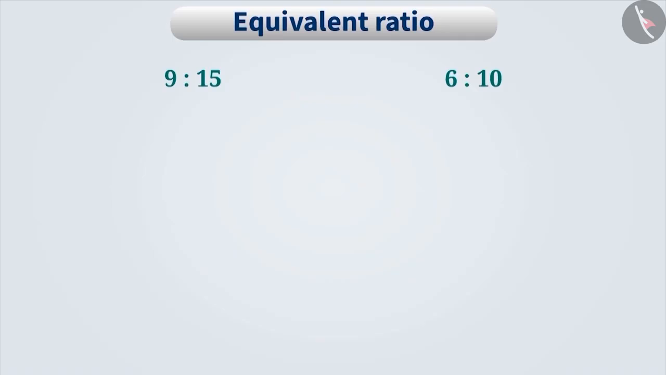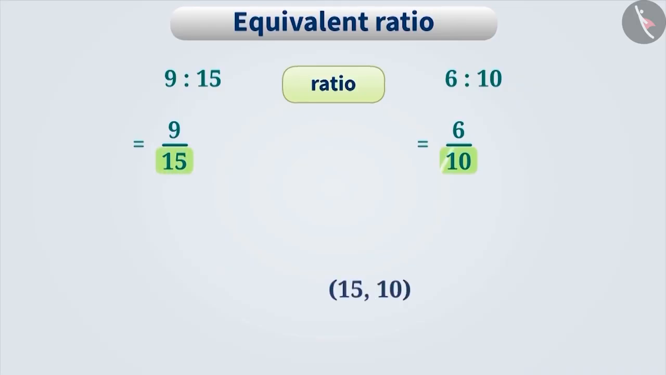Now compare these two ratios. First express them as fractions. For example, 9:15 becomes 9 by 15 and 6:10 becomes 6 by 10. Then, convert them into fractions with the same denominators. Since the LCM of denominators of both the fractions is 30, make the denominators of both the fractions as 30 so that their numerators can be compared.